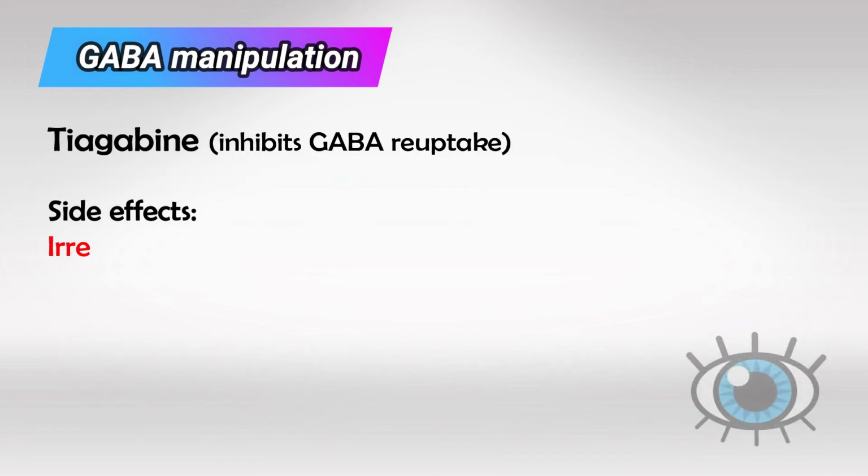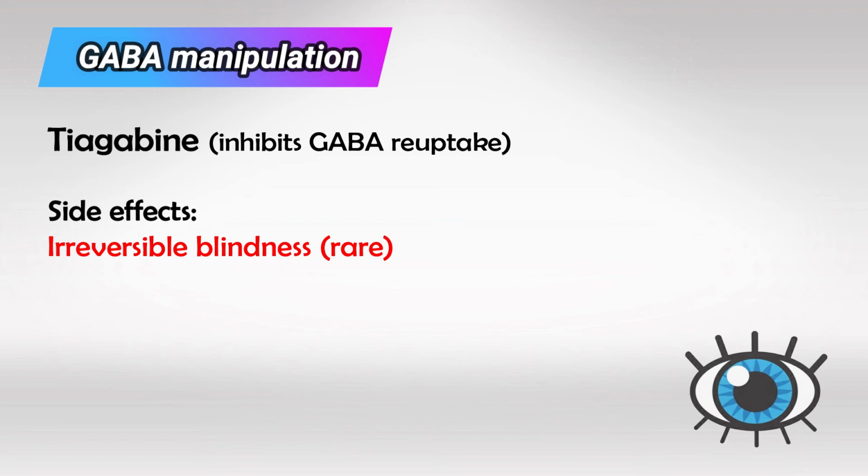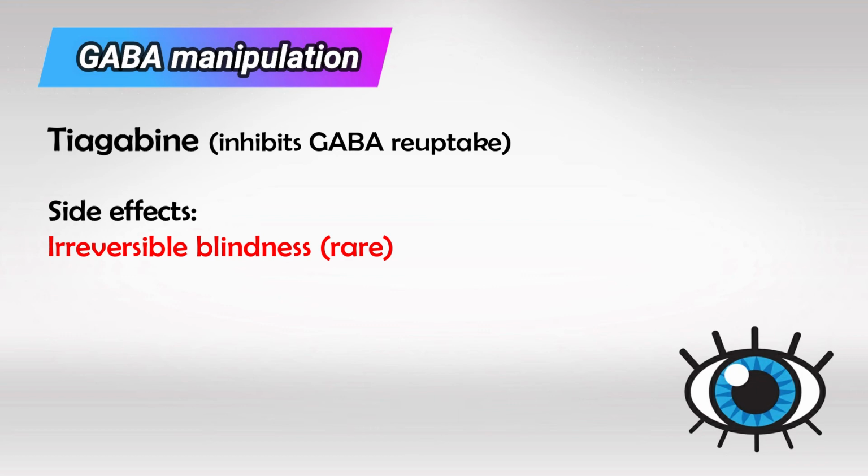Next we have vigabatrin, and it works by irreversibly inhibiting GABA transaminase. It can, in very rare circumstances, cause irreversible blindness. And we also have tiagabine, which increases GABA by inhibiting the reuptake.